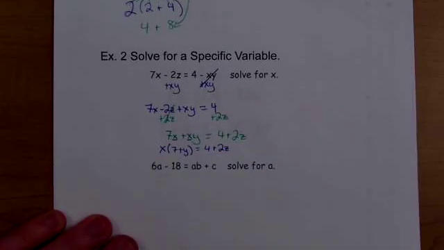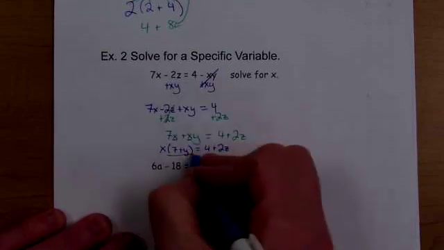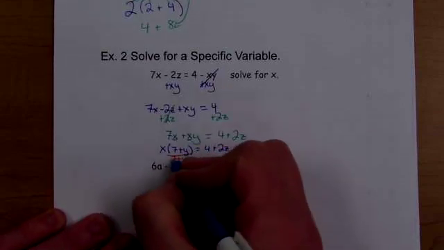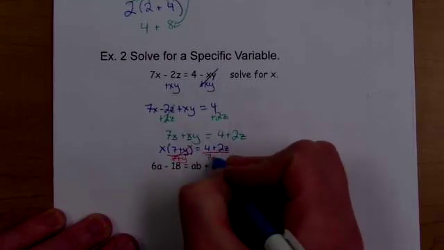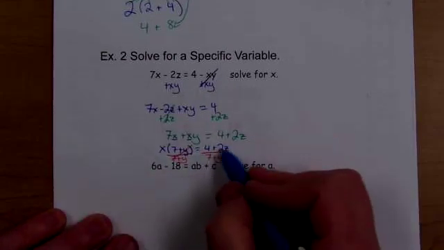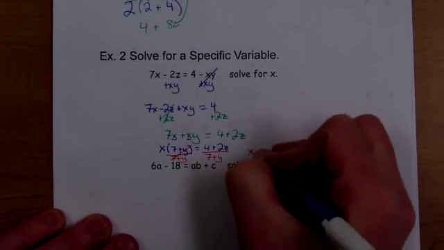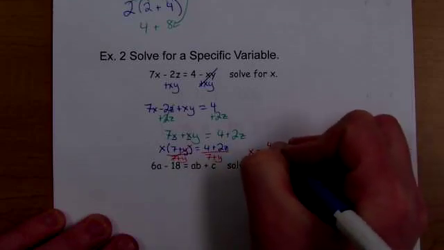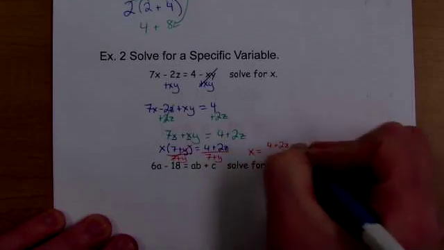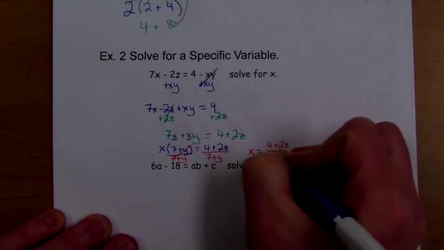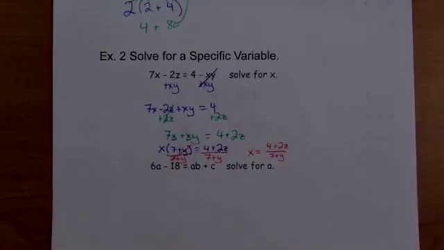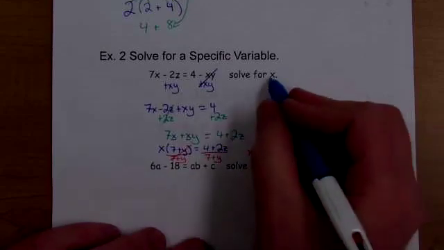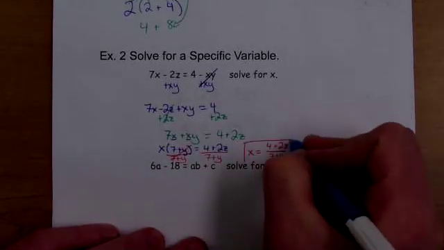All right. Now, hey, I need x by itself. We're going to divide by 7 plus y. We can't do this math. So then we're left with x equals 4 plus 2z all over 7 plus y. X is by itself. We solve for it. We are done.